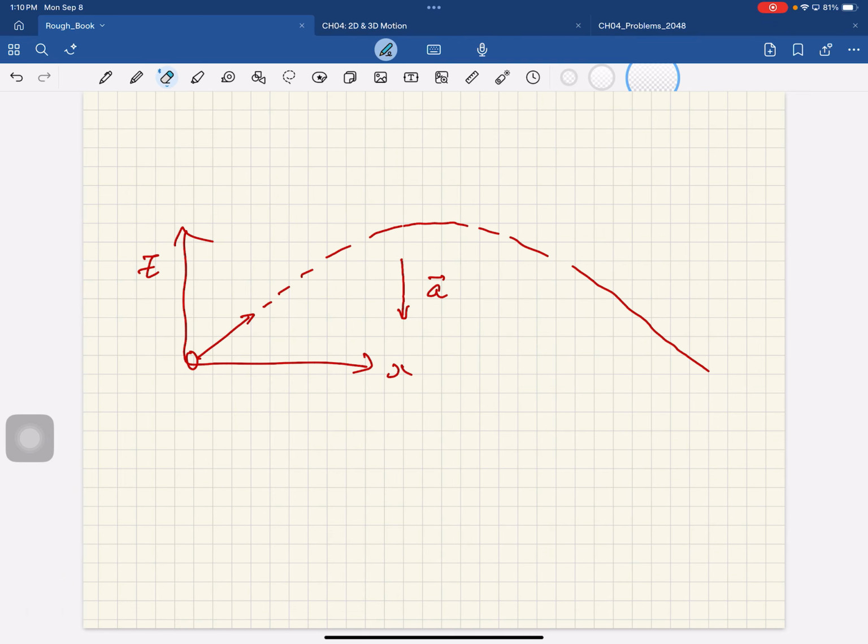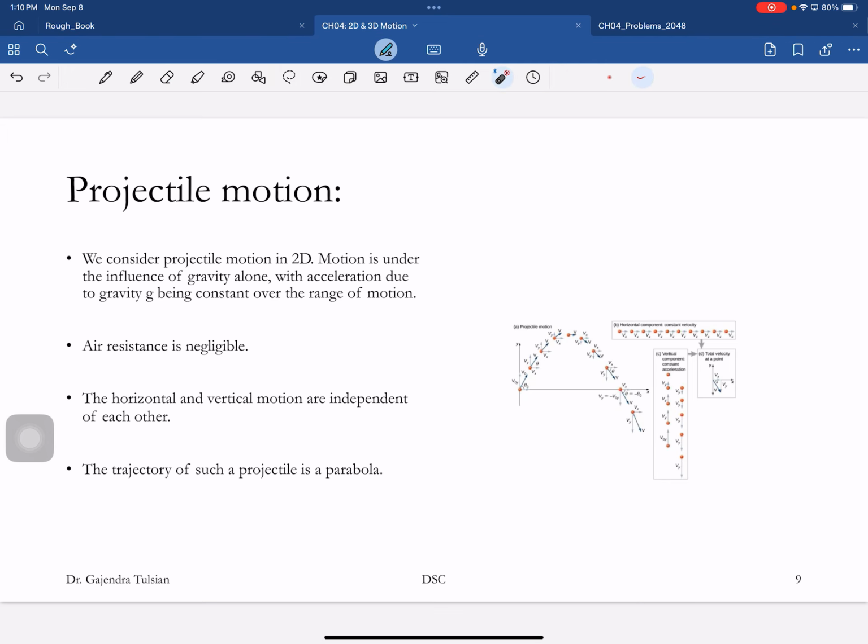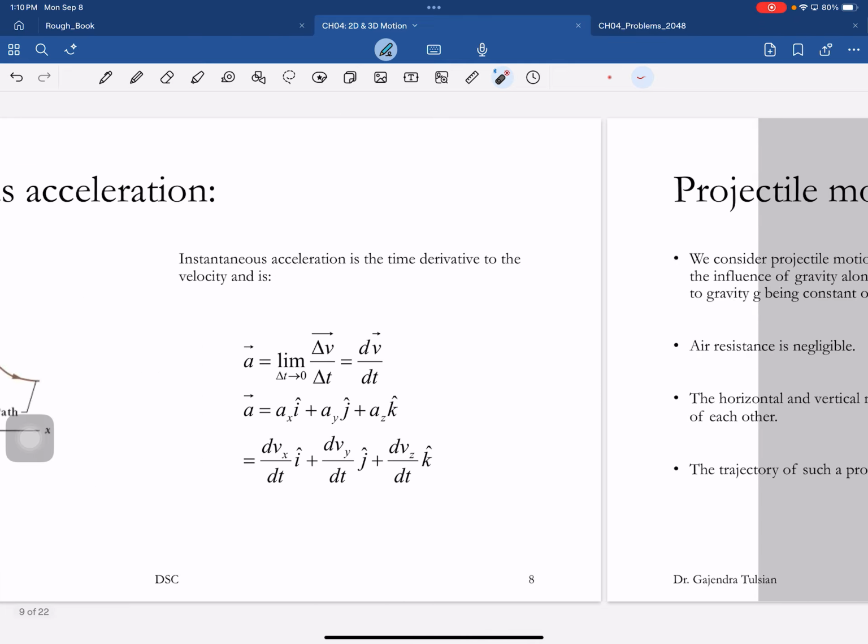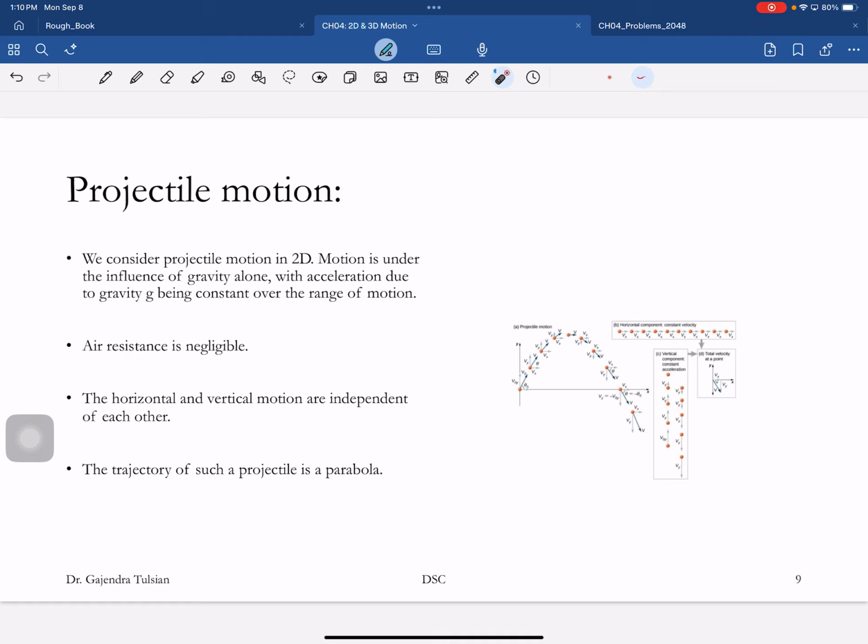So let's look at a 2D motion now. Now we'll look at projectile motion. The phrase projectile motion refers to an object moving only under the influence of gravity, where all other forces are negligible. For instance, if I throw a ball up and down, or this keychain of mine, this is a projectile motion. So gravity is the predominant force here. There is a little air resistance, but it's negligible.